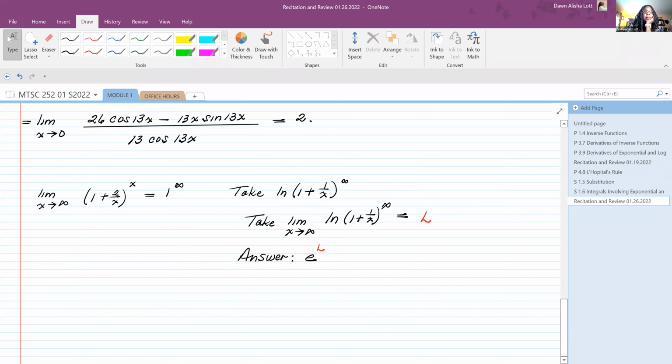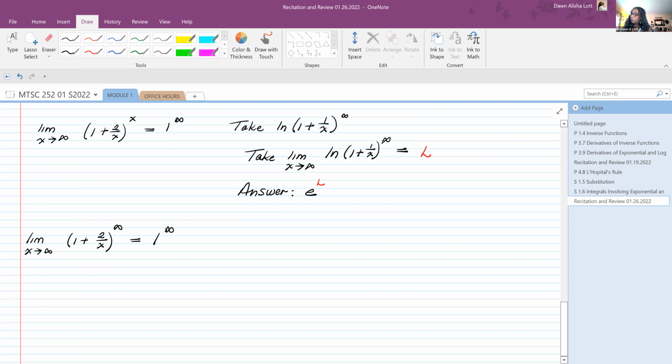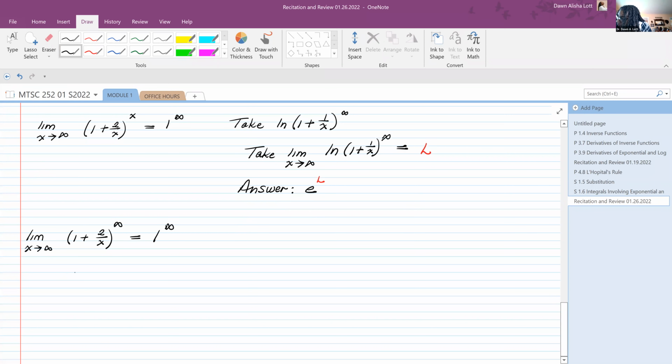Let's do this problem. The limit as x goes to infinity of 1 plus 2 over x to the infinity power. Well, 2 over x goes to 0, so that goes to 1 to the infinity. So I have to fix it. So now take the log of 1 plus 2 over x to the infinity power.